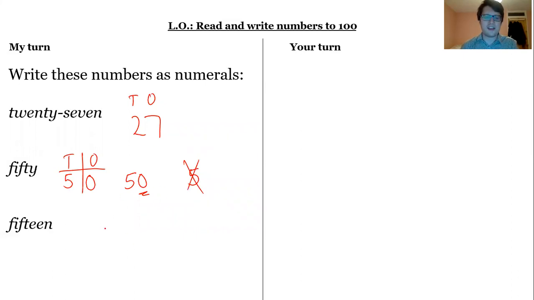And then 15 is 1 10 and 5 1s. It's 5 and 10. That teen means 10. And if you think about if you've got older brothers or sisters, the teenagers are from 13 up until 19. So it's that there's numbers between 10 and 20. Sometimes people get 15 and 50 muddled up. They get their teens and their T's muddled up.